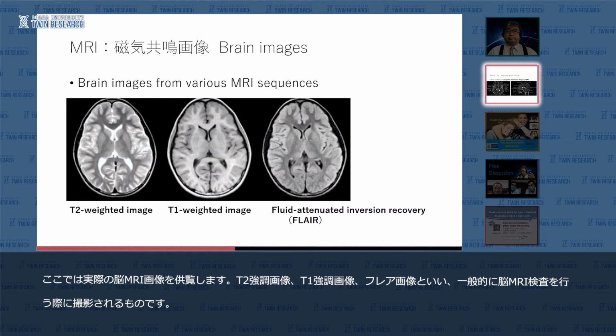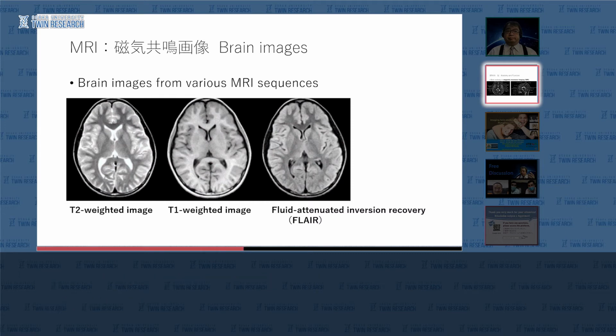Here, let me show some representative brain MR images. They are called T2 weighted images, T1 weighted images, and FLAIR. An MRI exam can obtain different types of brain images by running different types of MRI sequences. In clinical practice at the hospital, radiologists use these types of MR images for evaluating diseases in the brain.